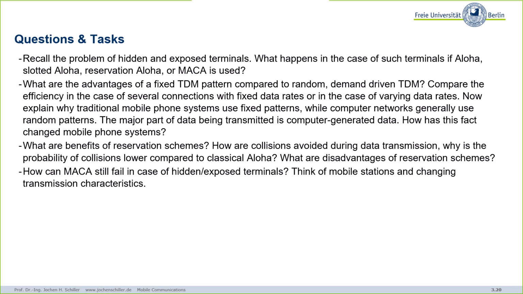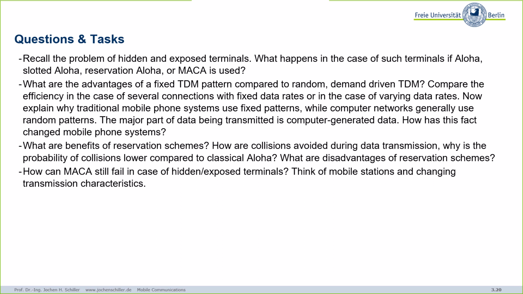Okay, coming back to the first one, hidden and exposed terminals. What happens if we use Aloha, slotted Aloha, reservation Aloha, or MACA? MACA, you answered already. MACA solves exactly the problem of hidden and exposed terminals, assuming certain transmission conditions. Sure. So, what about the normal Aloha?